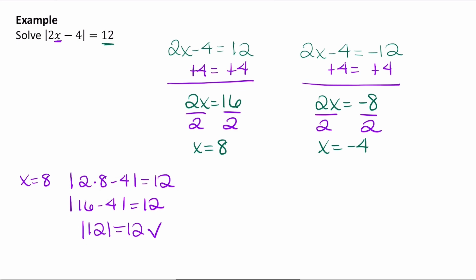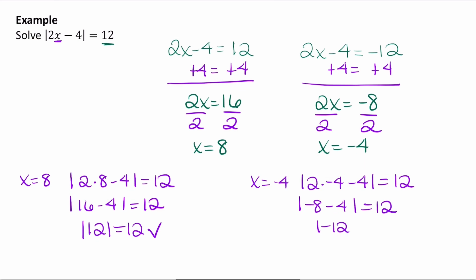Now let's try x equals negative 4. We plug in and we get the absolute value of 2 times negative 4 minus 4 equals 12. 2 times negative 4 is negative 8, and negative 8 minus 4, we're taking the absolute value of that, and that's equal to 12. So we have the absolute value of negative 12 equals 12, which is in fact true. Actually both of these solutions work out, so they're both solutions to this equation.